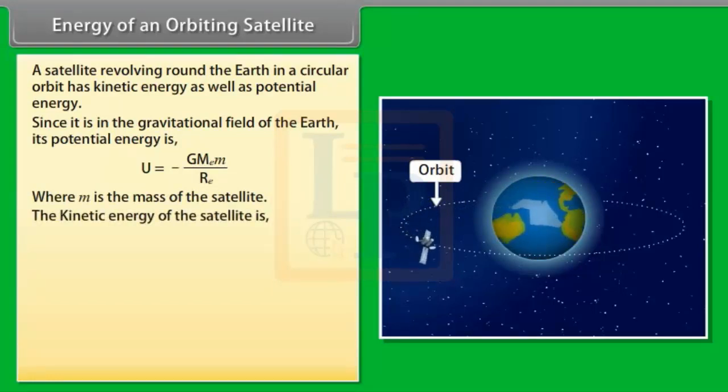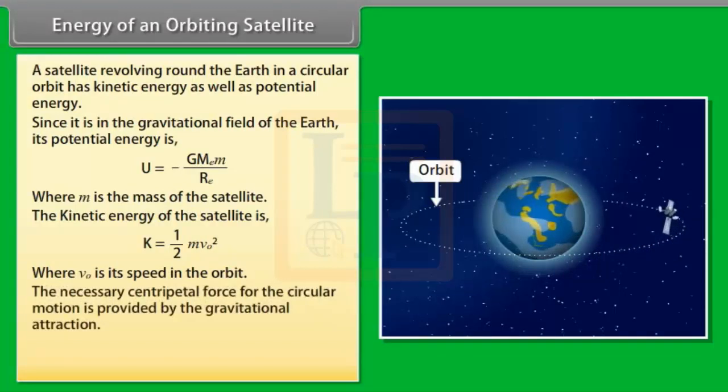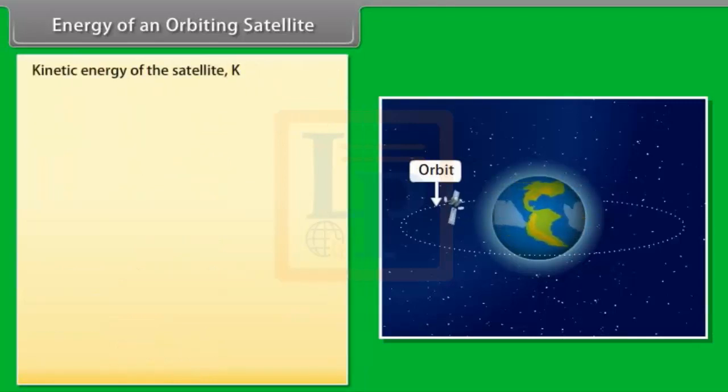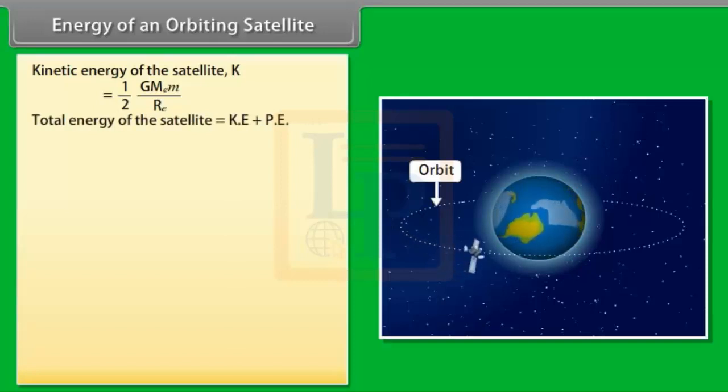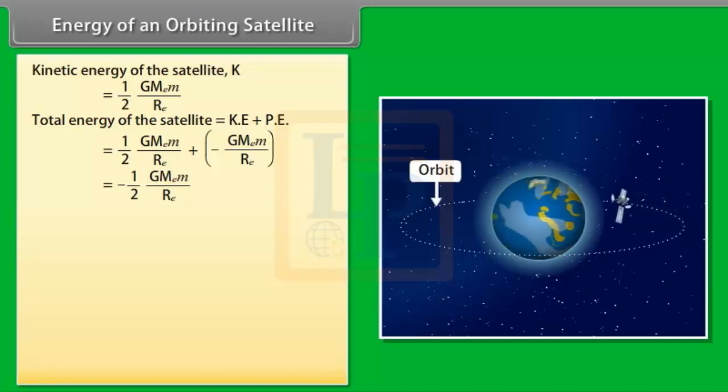The kinetic energy of the satellite is K = ½mv₀², where v₀ is its speed in the orbit. The necessary centripetal force for the circular motion is provided by the gravitational attraction. Total energy of the satellite is equal to kinetic energy plus potential energy. On calculating, we get total energy = -½GMₑm/Rₑ.